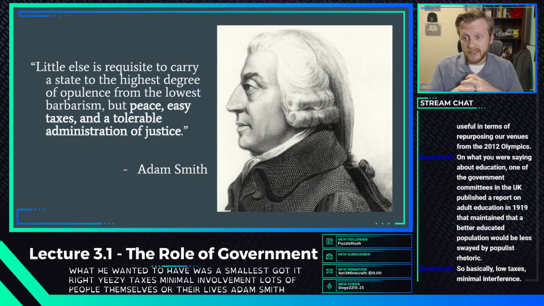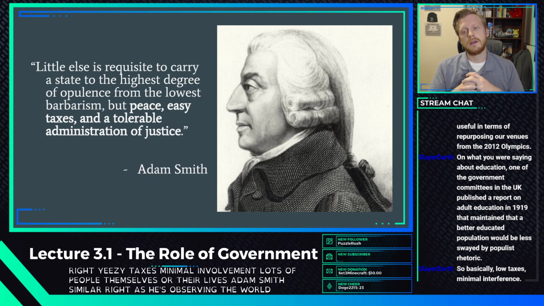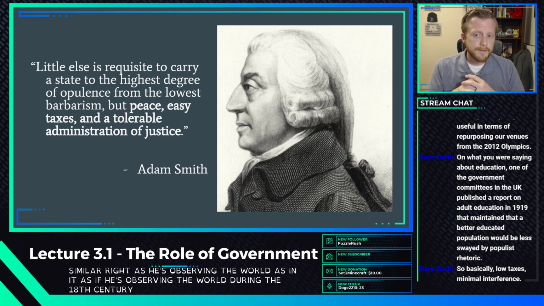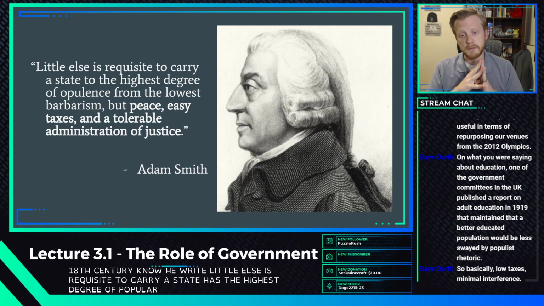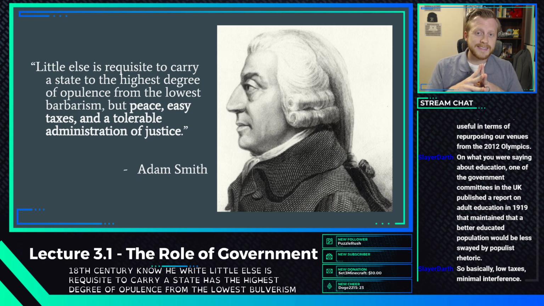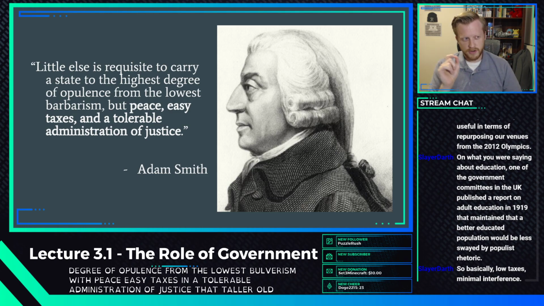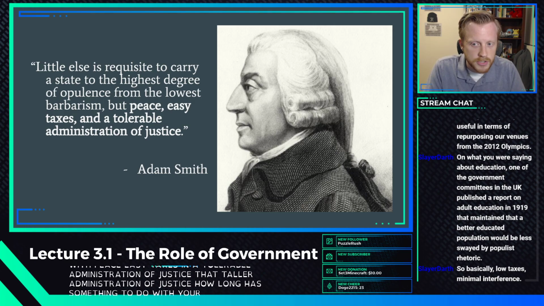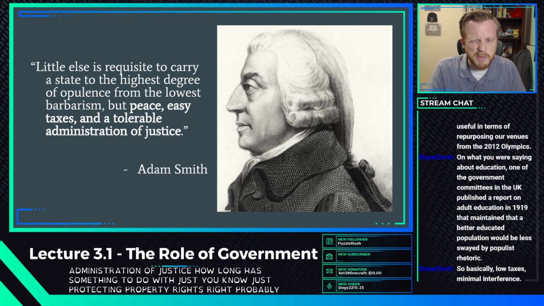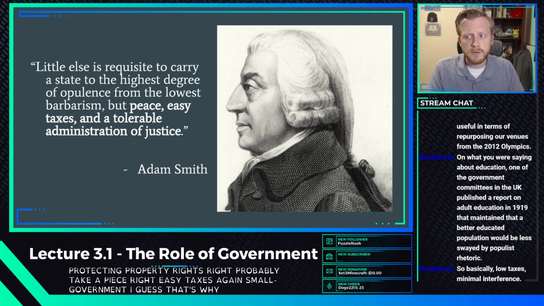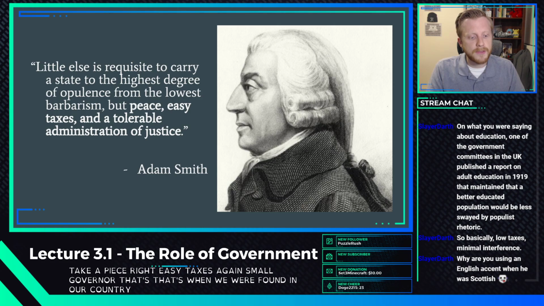Adam Smith, similar, right? As he's observing the world during the 18th century, he writes, "Little else is requisite to carry a state to the highest degree of opulence from the lowest barbarism, but peace, easy taxes, and a tolerable administration of justice." That tolerable administration of justice probably has something to do with protecting property rights, right? Probably the same thing with peace. Easy taxes, again, small government, right? That's when we were founding our country. This is what we had in mind.